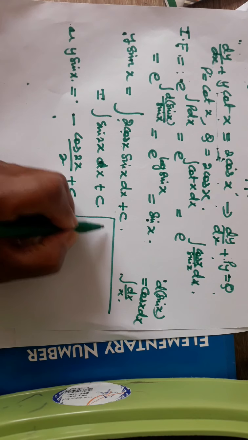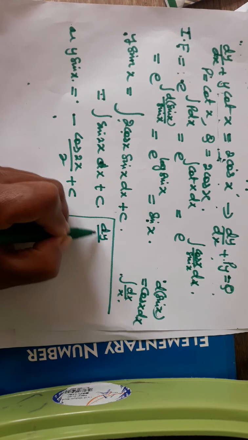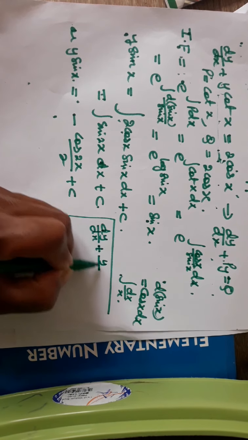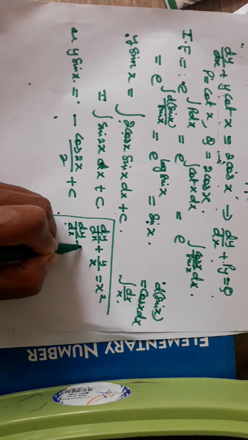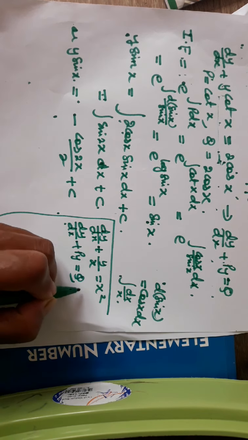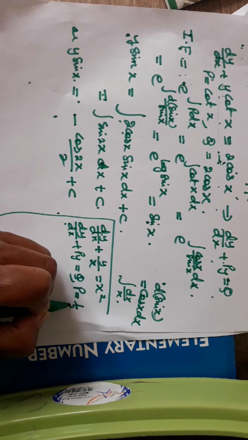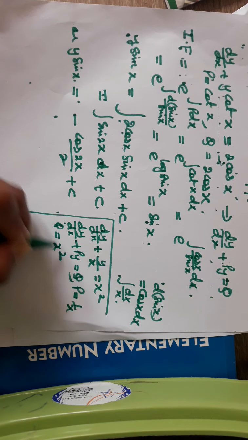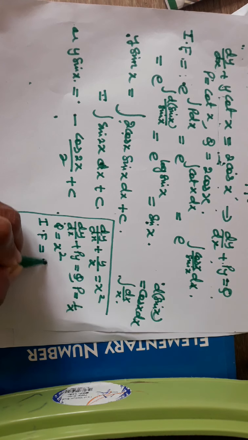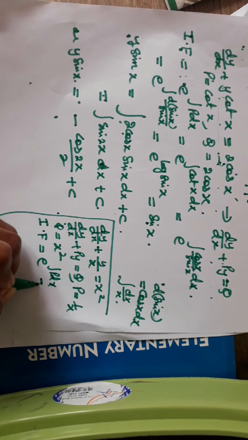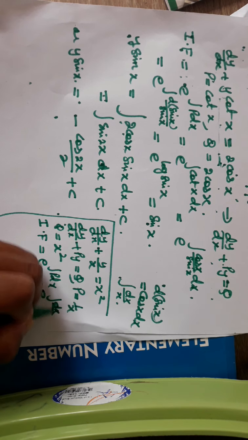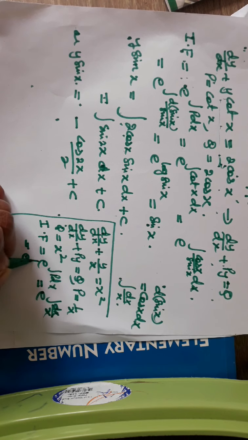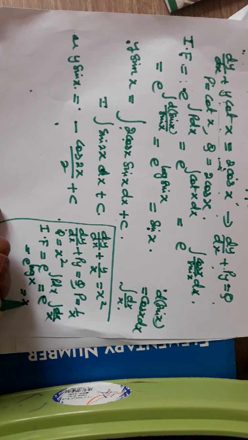Next, one more problem I will just explain to you. The rest I have solved. So dy/dx + y/x = x squared, which is again in the form dy/dx + py = q, where p is 1 by x and q is equal to x squared. So what is the integrating factor? It is e to the power integral p dx, equal to e to the power integral dx by x, which is e to the power log x, which is equal to x.